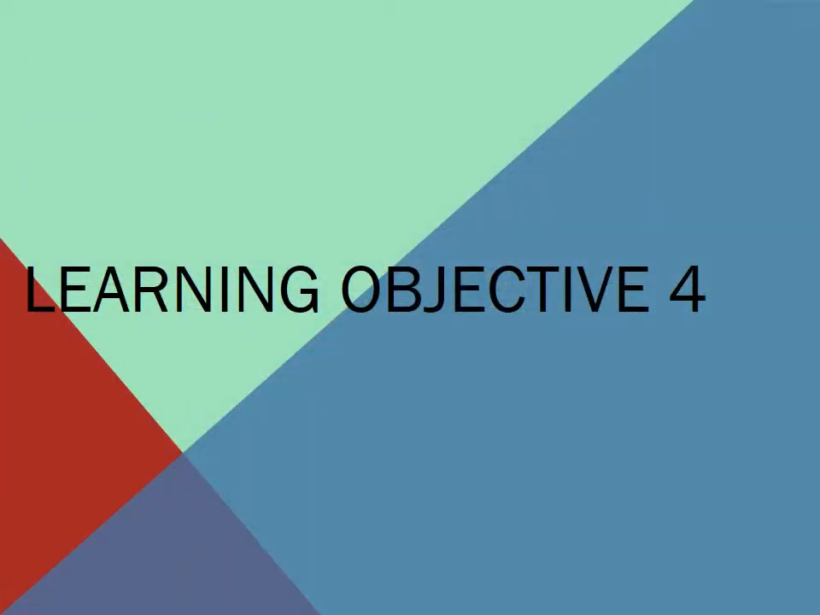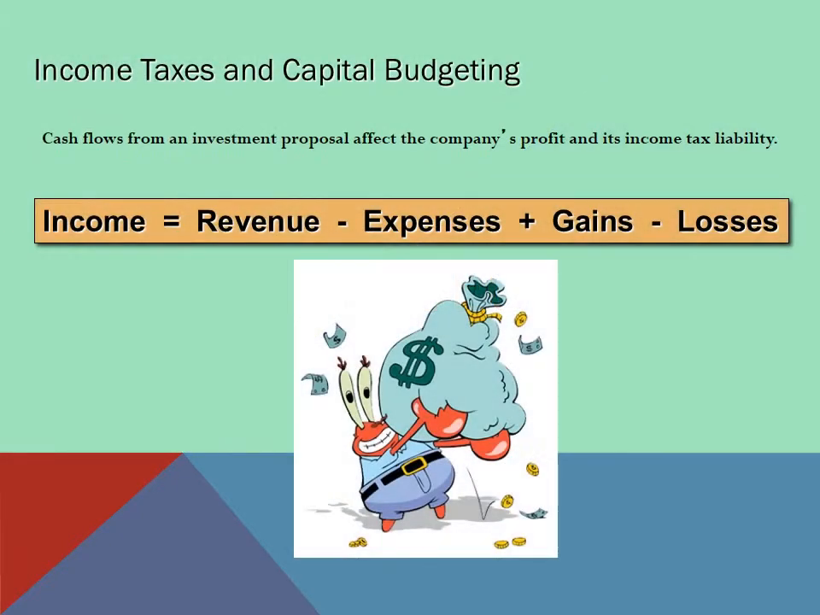Learning Objective 4. Determine the after-tax cash flows in an investment analysis. A business that makes a profit usually must pay income taxes, just as individuals do. Since many of the cash flows associated with an investment proposal affect the company's profit, they also affect the firm's income tax liability. Any aspect of an investment project that affects any of the items in this equation generally will affect the company's income tax payments. These income tax payments are cash flows, and they must be considered in any discounted cash flow analysis.